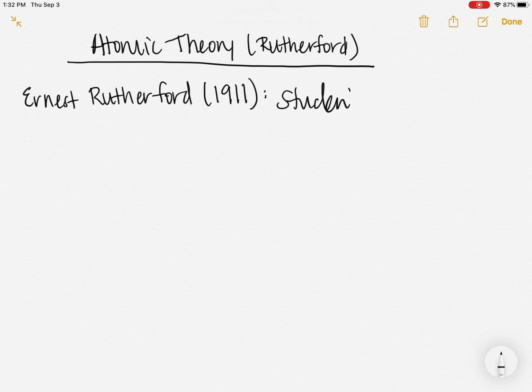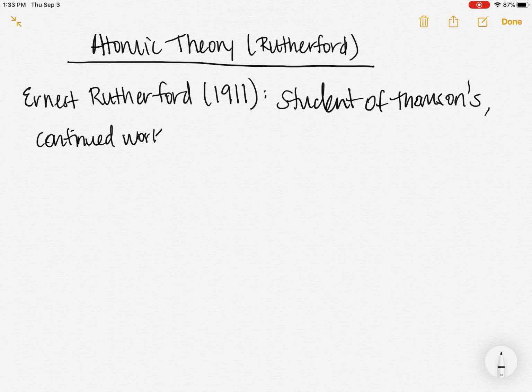So Rutherford was actually a student of Thomson's at the university level, not so much like high school. Thomson was a researcher, and Rutherford worked for him. So Rutherford picked up the ball, so to speak, and decided to carry on with Thomson's goal of discovering those positive particles that he knew had to be there, but he just couldn't find them. So he continued work on finding those positive particles.